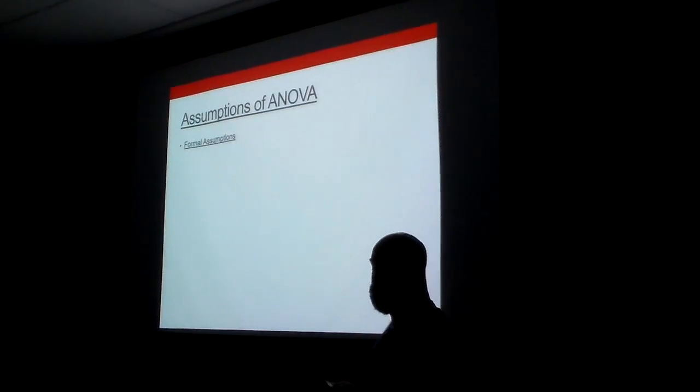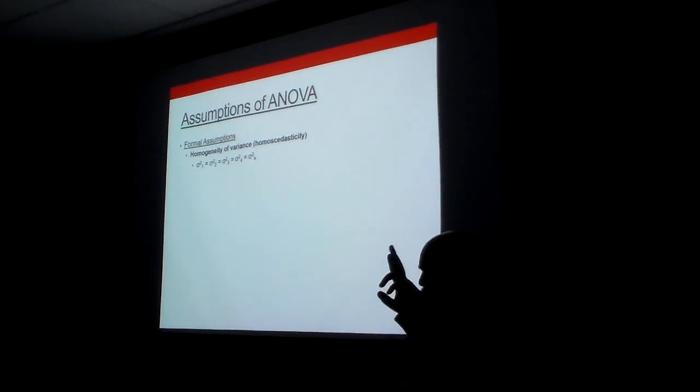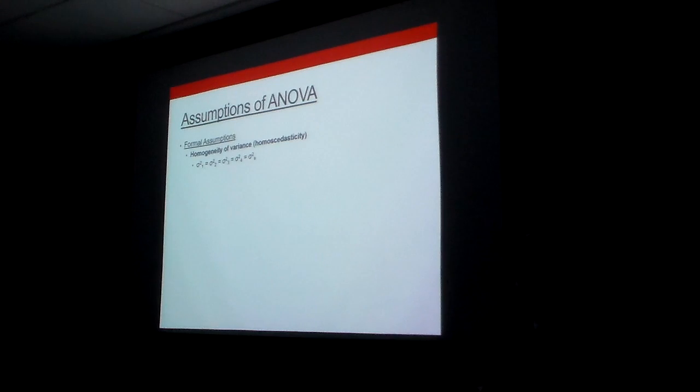All right. Assumptions of our ANOVA models. Formal assumptions. Homogeneity of variance, okay? In a regression framework, we talk about this as homoscedasticity. In a means-based framework, we still talk about this as the homogeneity of variance assumption. Basically, just like in our independent sample test, our homogeneity assumption is that the variance in population 1 is equal to the variance in population 2, right?